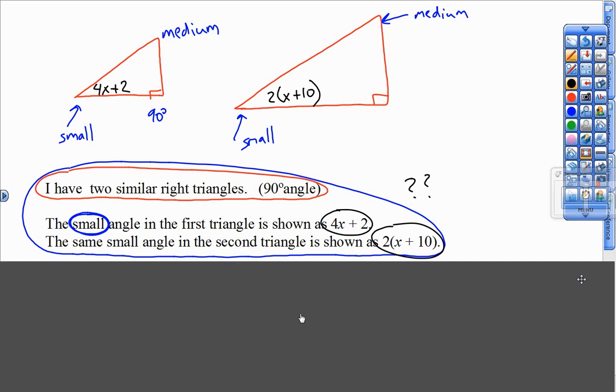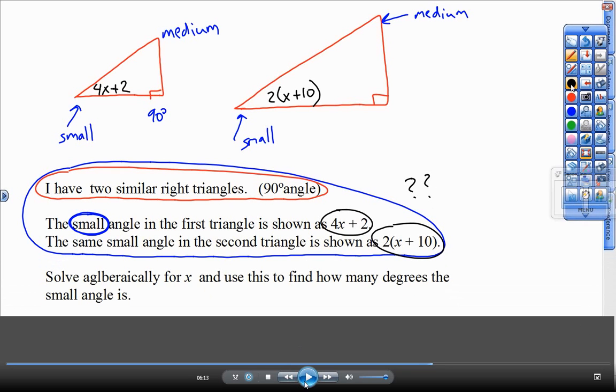So 4x plus 2. All right. Again, I overstepped. I should read it again. Here we go. I have two similar right triangles, each with a 90-degree angle. The small angle in the first triangle is shown as 4x plus 2. The same small angle in the second triangle is shown as 2 times x plus 10.